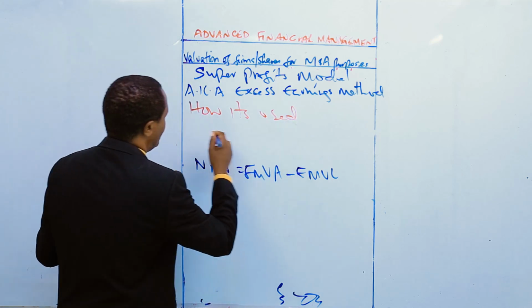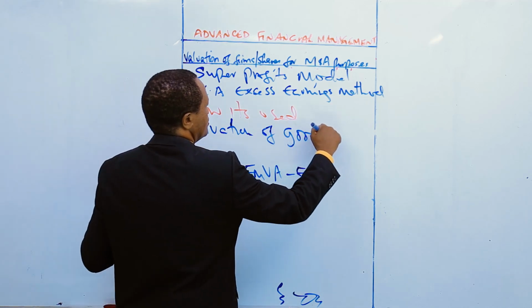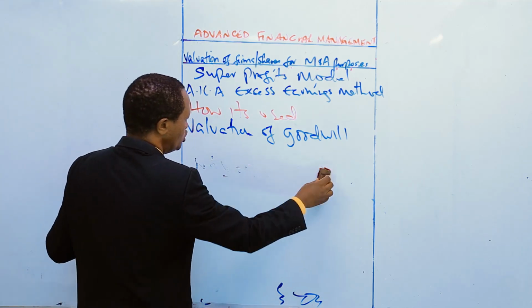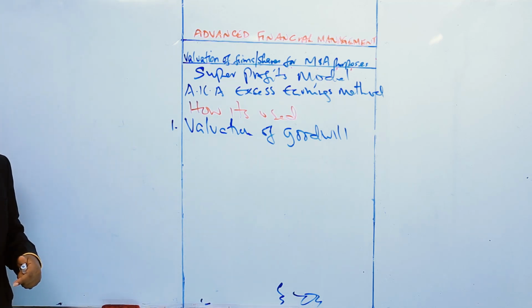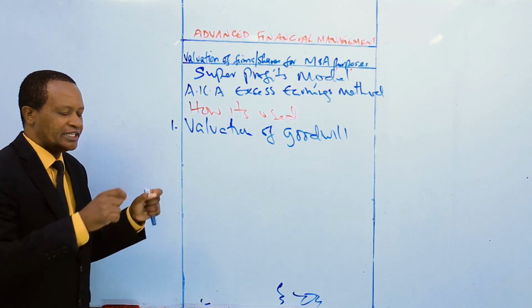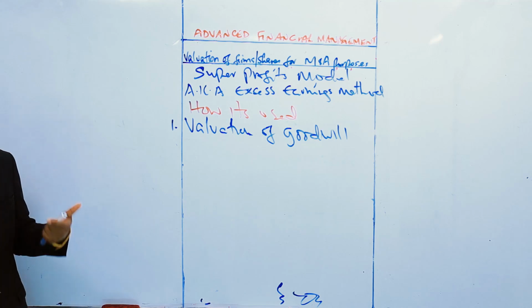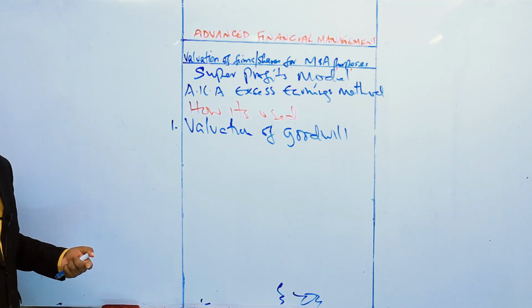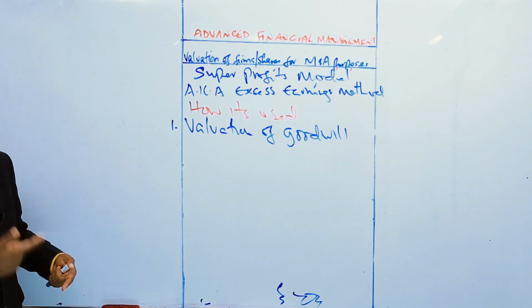So how is it used? Number one, valuation of goodwill. In mergers and acquisitions, we use this method, number one, to value goodwill. When an acquirer pays a price for a target company that exceeds the market value of its identifiable net tangible assets, that is assets minus liabilities, then the difference is recorded as goodwill on the acquirer's balance sheet. And the super profit model can then help to theoretically justify and quantify the goodwill.